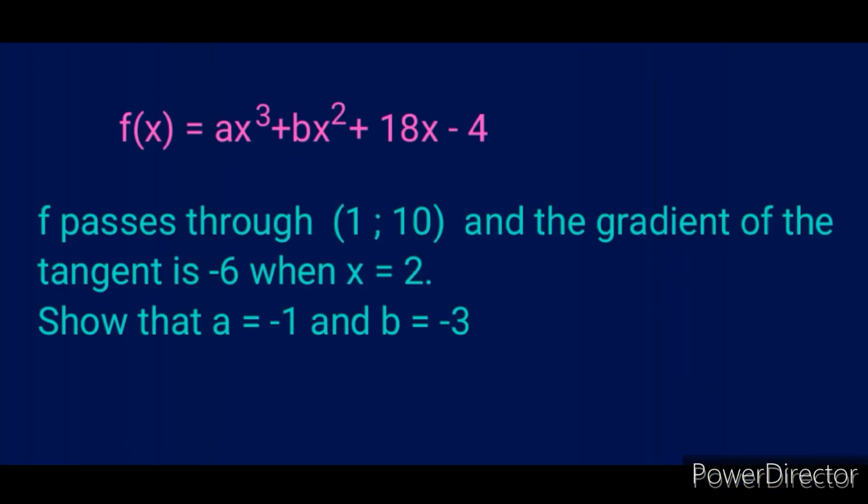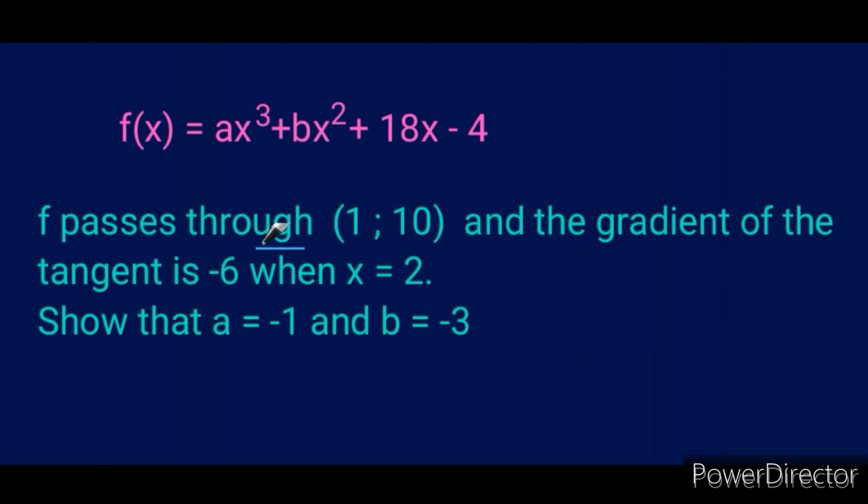Alright, let's begin. We're given a cubic graph with 2 unknowns, A and B. And we're told that f passes through (1, 10), and the gradient of the tangent is -6 when x is 2. Show that A is equal to -1 and B is equal to -3.